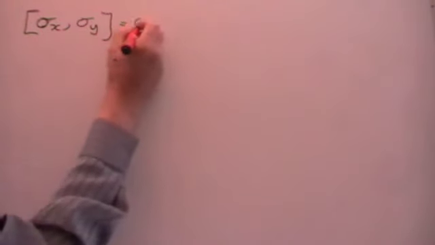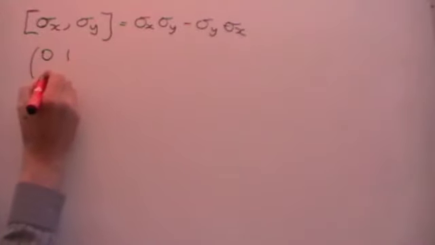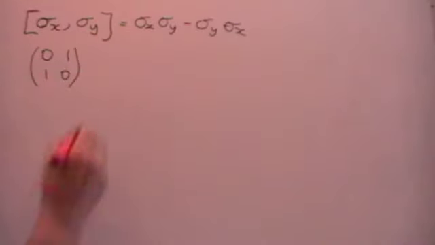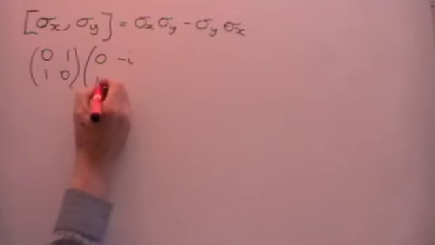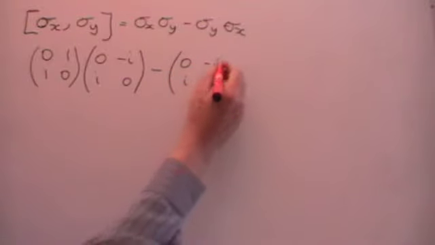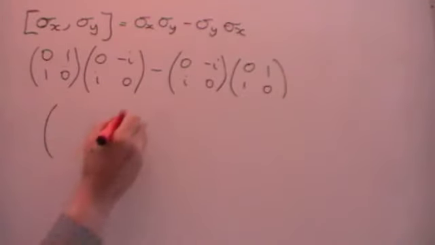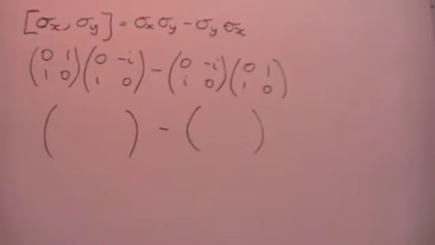And for completeness, though I think we can guess what's going to happen, let's look at sigma x, sigma y, which of course is sigma x sigma y minus sigma y sigma x. And that's got to equal 0 if we can measure along the x and the y coordinates at the same time. So we now have to write down what these are. That's 0, 1, 1, 0, that's sigma x, times sigma y, which is 0, minus i, i, 0, minus sigma y, 0, minus i, i, 0, times sigma x, 0, 1, 1, 0. And once again, we're going to get two matrices, one minus the other.